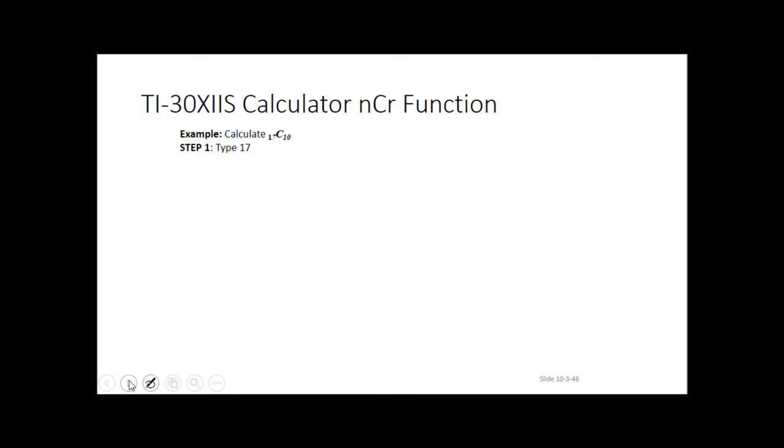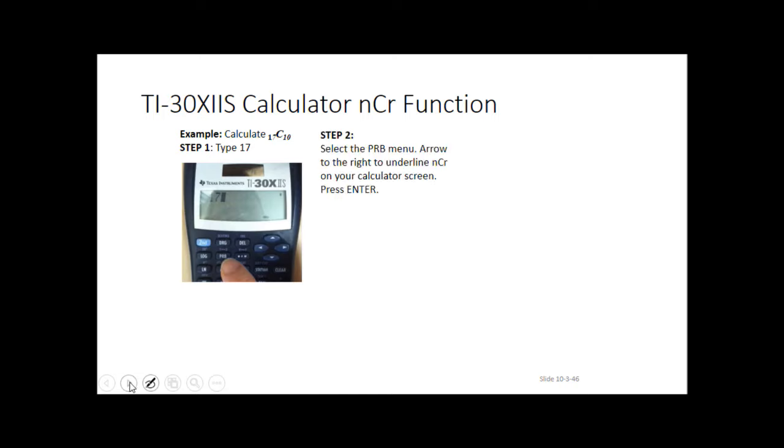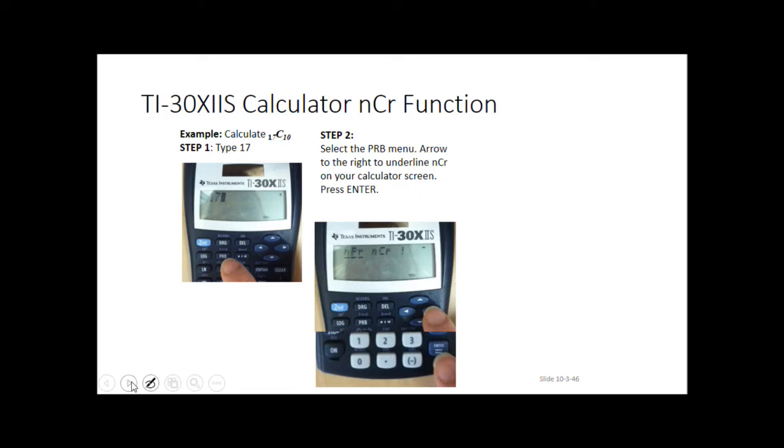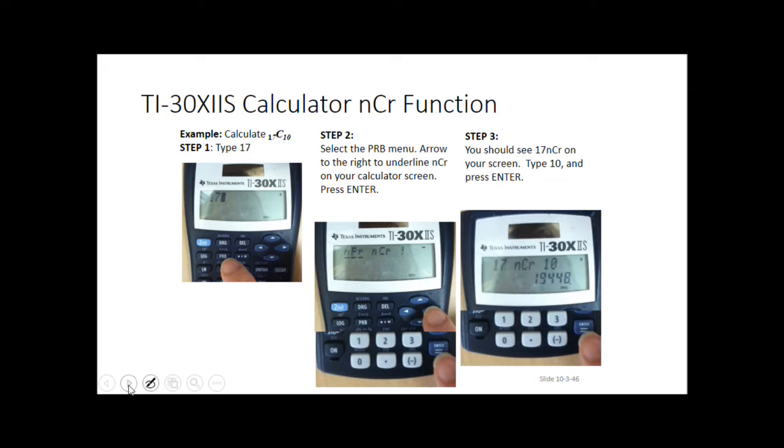Let me show you. Let's say you wanted 17C10. You're going to type 17, and then you're going to push the PRB menu, and again you're going to see nPr, nCr, and factorial. So you're going to arrow over to the nCr, and you'll see 17 nCr on your screen, type 10. So you get 17 nCr 10, and notice that we get a much smaller number.